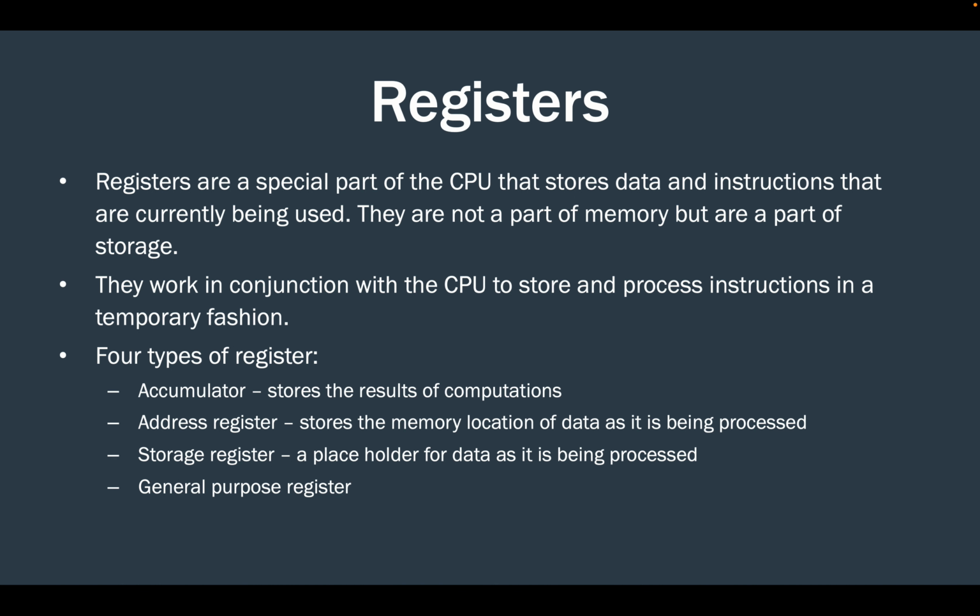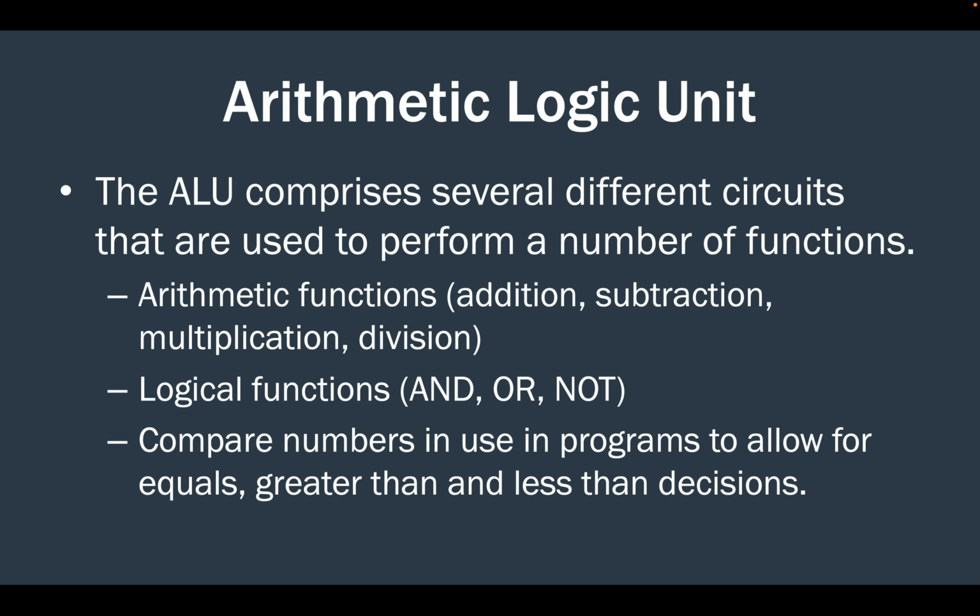There are 4 types of register that you need to be aware of. The accumulator, which stores the results of computations. The address register, which stores the memory location of the data as it's being processed. The storage register, which is a placeholder, and any general purpose register, which is used for anything else that you might need to use it for.